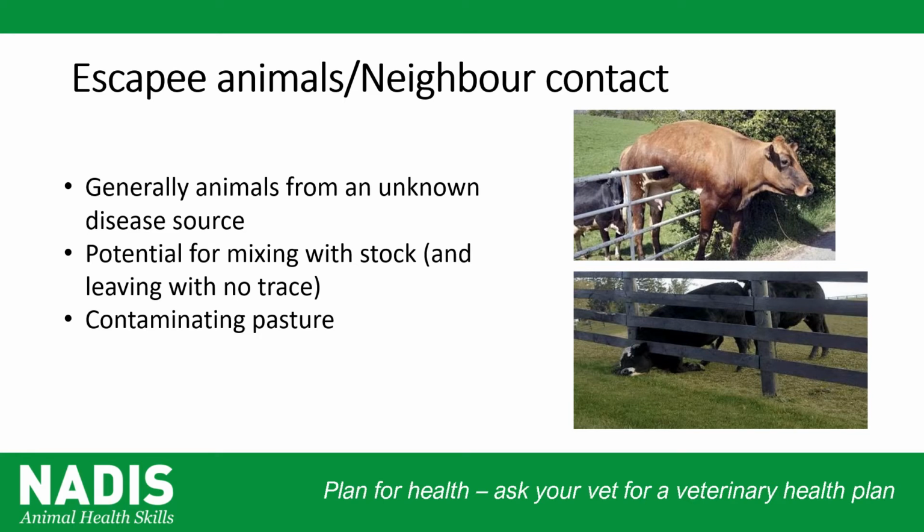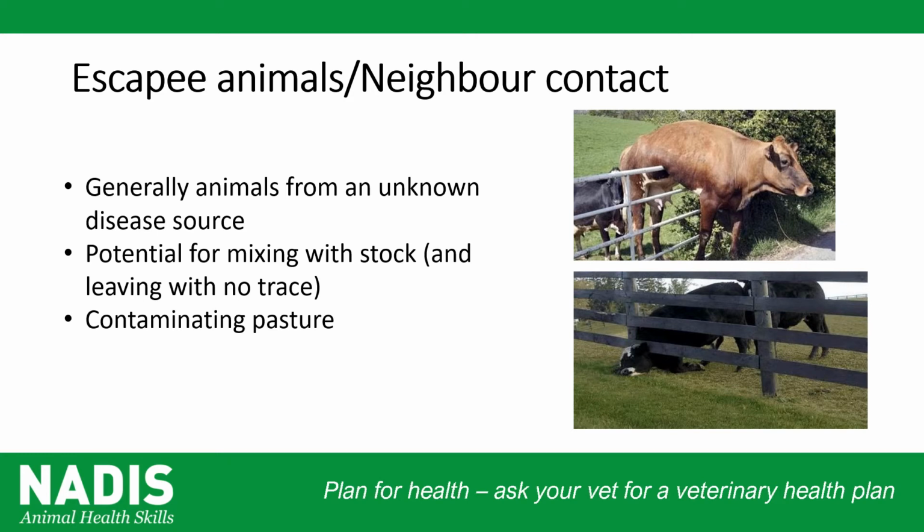Then we've got the risk of animals coming on that you didn't really expect them to come on. So not animals you're buying in, but animals that might escape in, or animals from your neighbours or something like that. And generally these animals might be from an unknown disease source at the point where they break in. And so there's a risk of them bringing anything with them. And sometimes these animals can come on and escape back without you realising, but have managed to contaminate your pasture or meet some animals and have an issue. And so it's really important that you've got good biosecurity between you and your neighbours.